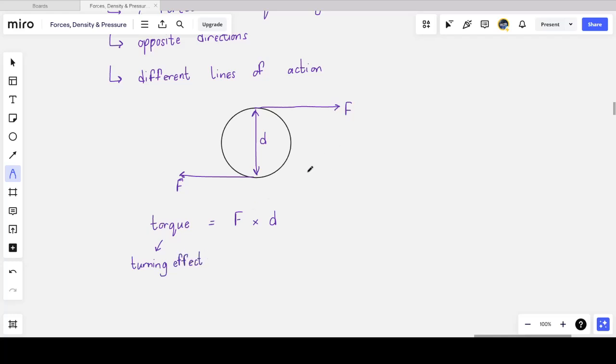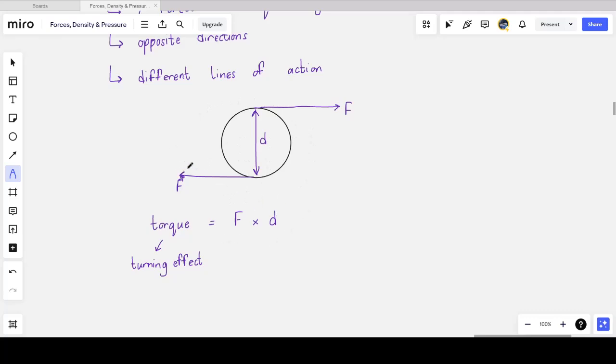If I increase the force, I increase the turning effect, obviously. But also if I increase the distance, then I increase the turning effect. So if I have a much wider diameter screwdriver, then I can increase the turning effect. But it also has to be wide enough that it's comfortable to use and not too wide that it doesn't fit in your hand. So you have to balance practicality with the most amount of torque that you can get. And so this is called a couple.